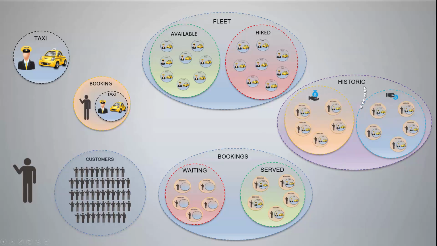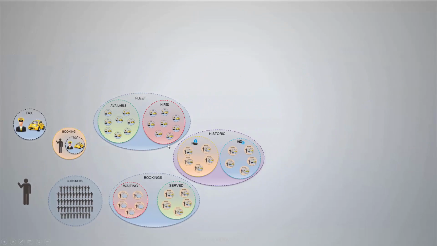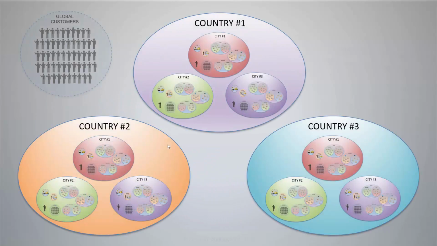Additionally, we can have a set containing historic information where each customer and each driver will have its own set with their booking records. If your taxi company grows, all you have to do is create supersets of the sets that we had and just expand.